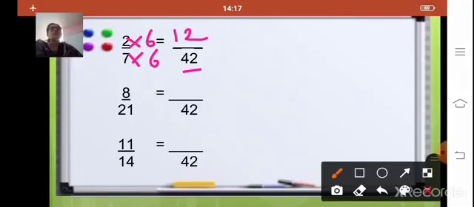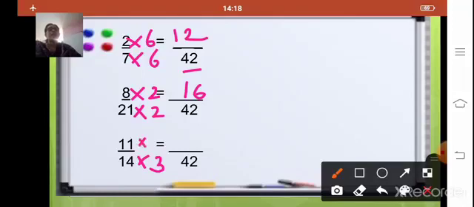Okay. Now 21, how many times is 42? That is 2 times, correct? So 21 twos are 42. 8 also will multiply by 2, so your numerator will become 16. Now 14, how many times is 42? 14 threes are 42, correct? Same way 11 also you multiply by 3. So your numerator will become 33.